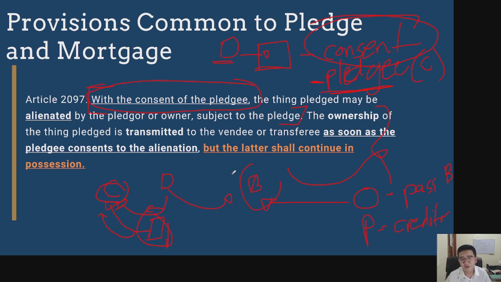Okay? Dyan mo rin makikita yung relevance nung being in a public instrument, no? Kasi kung hindi siya naka-public instrument, it will not bind third persons, meaning kahit pa naka-pledge ito kay C, pwede lang kunin ni B kasi wala namang public instrument na pledge yung property. Pero kung merong public instrument, hindi pwedeng kunin ni B kahit pa nabenta. Okay, as simple as that.